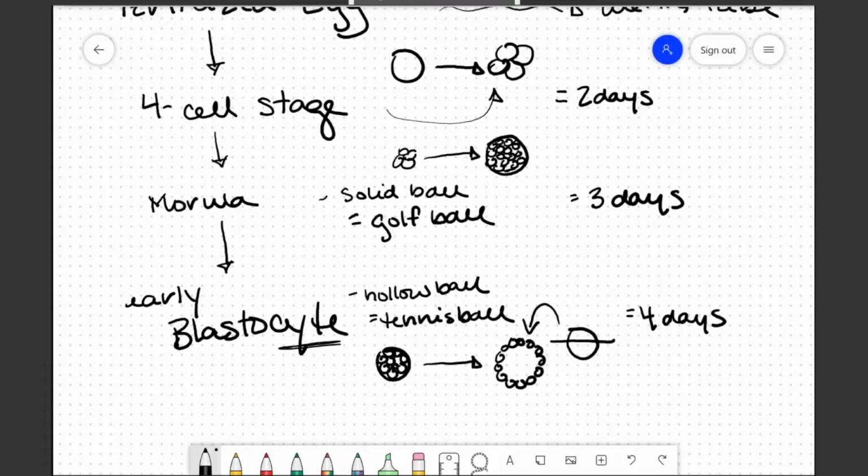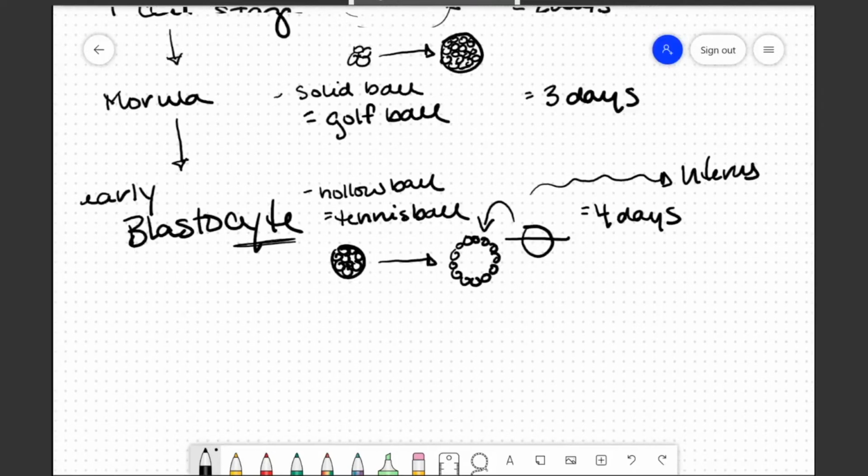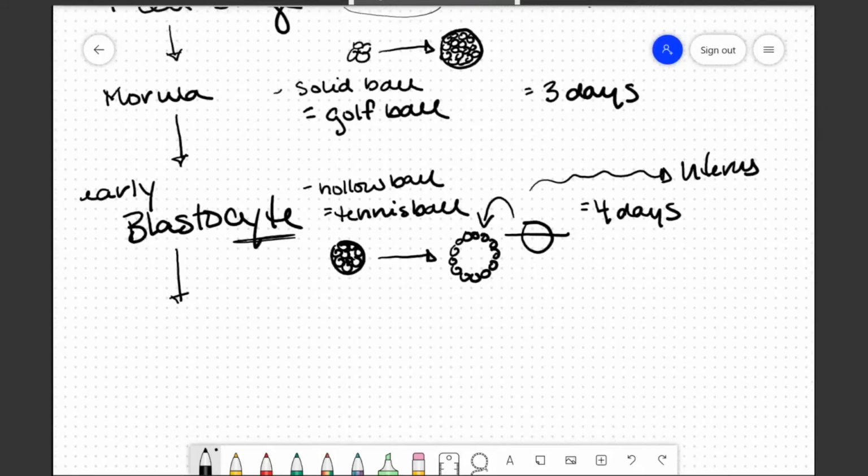This is also when it will implant in the uterus. At this point, the early blastocyte will implant in the uterus. It is a hollow ball of cells. It will eventually fill with fluid, and this happens at about 4 days. That early blastocyte will then become your implanting blastocyte.